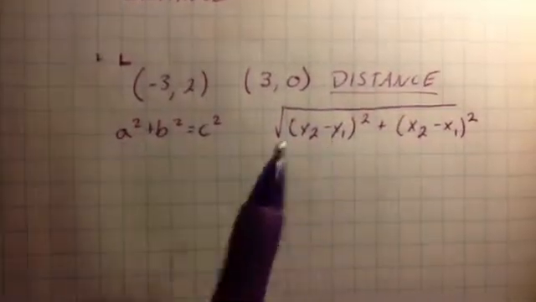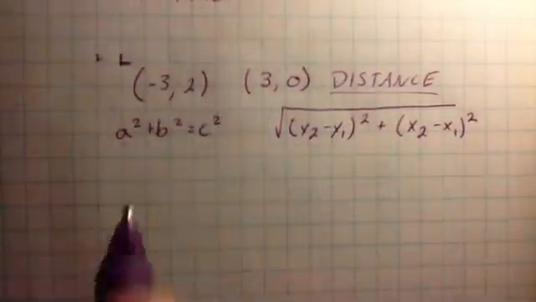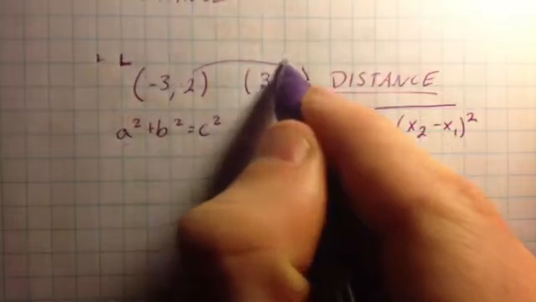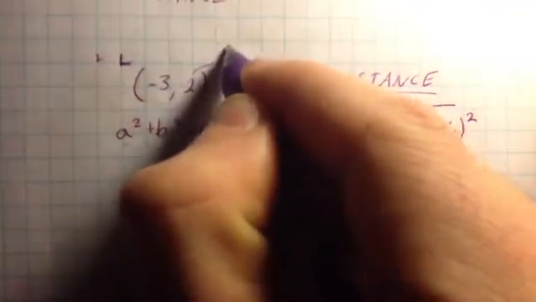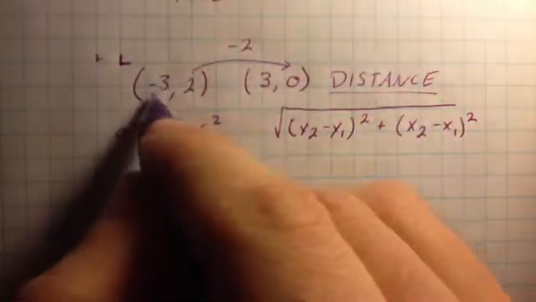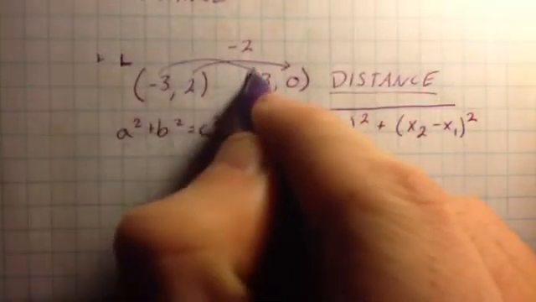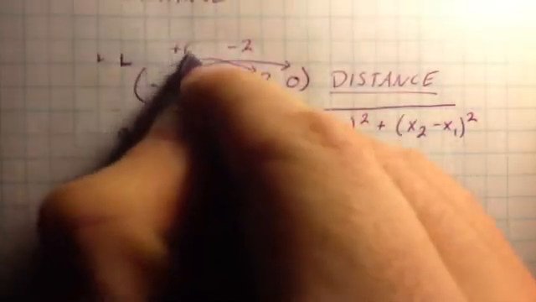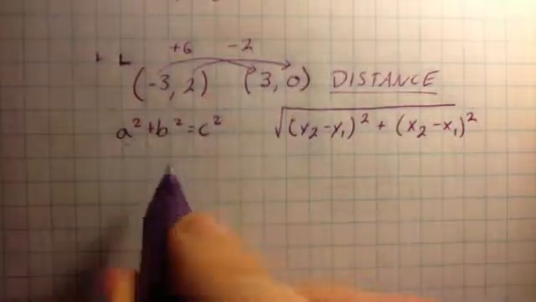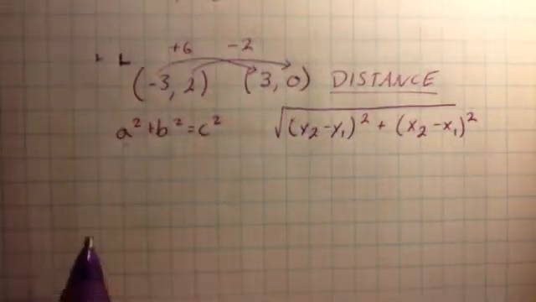So if we have these two coordinates, we look for our change in y, -2 to 0, which is -2, and -3 to 3, which is +6. We found our change in y and our change in x, and we're going to put those right in the formula just like we did before.